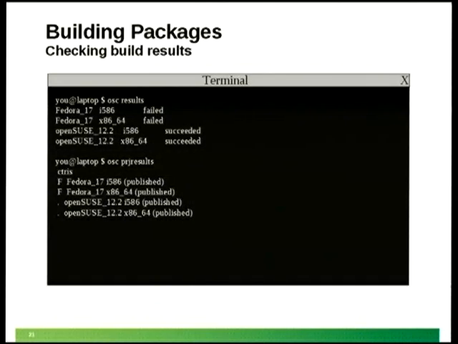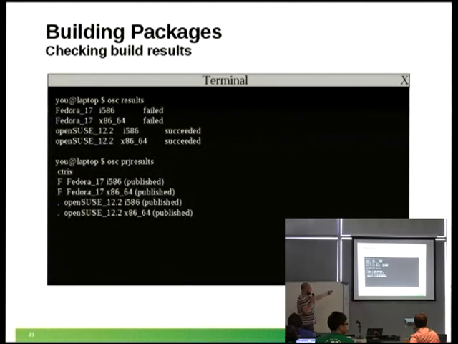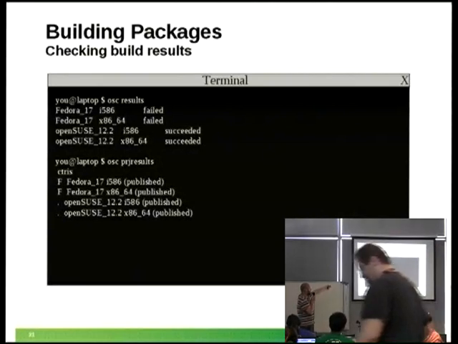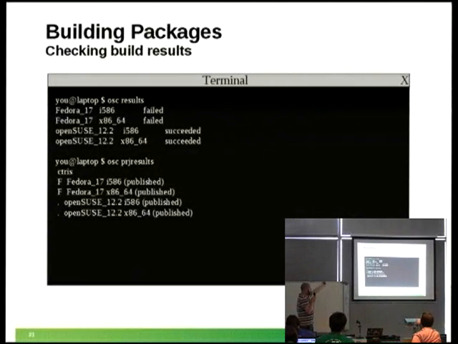So when you call osc results in your directory, you will see what has happened on the build service. In my case here, Fedora 17 failed, but openSUSE 12.2 succeeded. It will probably be the same for you. So check your stuff. Does it build for everybody, for everything?